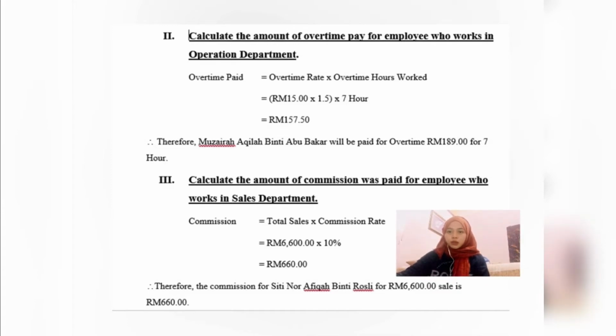Third, the amount of commission paid to employees who work in the sales department. Commission equals total sale multiplied by commission rate, equal to 6,600 ringgit times 10%, equal to 660 ringgit. Therefore, the commission for Siti Noafika binti Rosli for 6,600 ringgit sale is 660 ringgit.